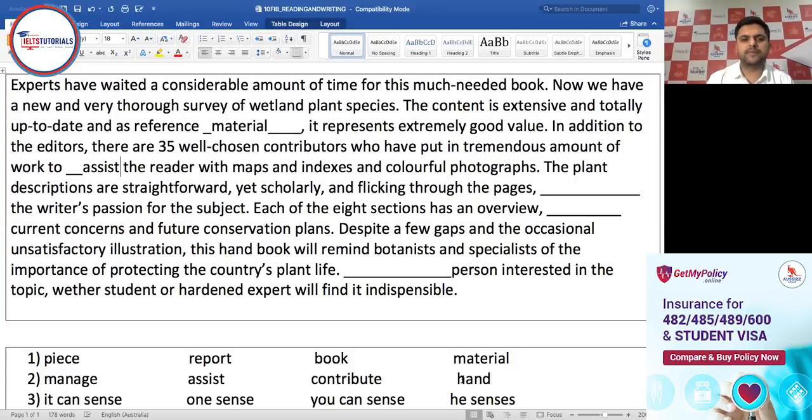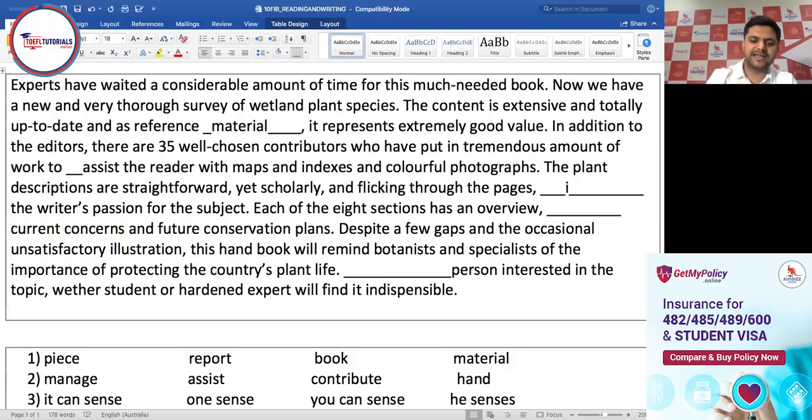The plant descriptions are straightforward, you're scholarly and flicking through the pages. You can sense the writer's passion for the subject. "It can sense" or "he senses" does not make sense, because with "it can sense" you need a reference to something. So there is no reference word there about which you're talking here.